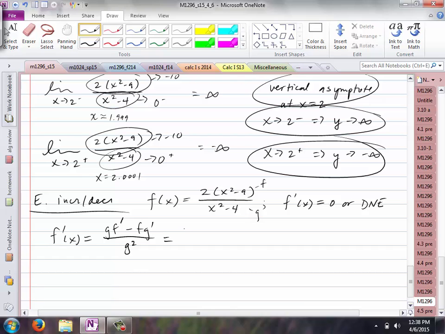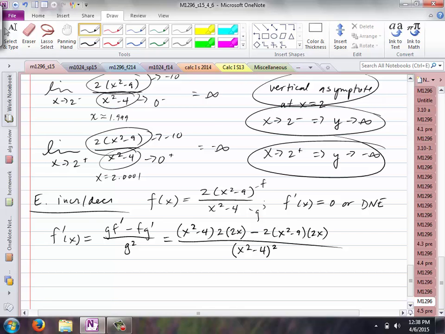So my g is just x squared minus 4. My f prime is just going to be the constant multiple 2 times the derivative of x squared minus 9, which is 2x. Okay, so that's the g f prime part. Then it's minus f, which is 2 times quantity x squared minus 9, and then g prime, which is just 2x. All that over g squared, which is x squared minus 4 in parentheses squared.